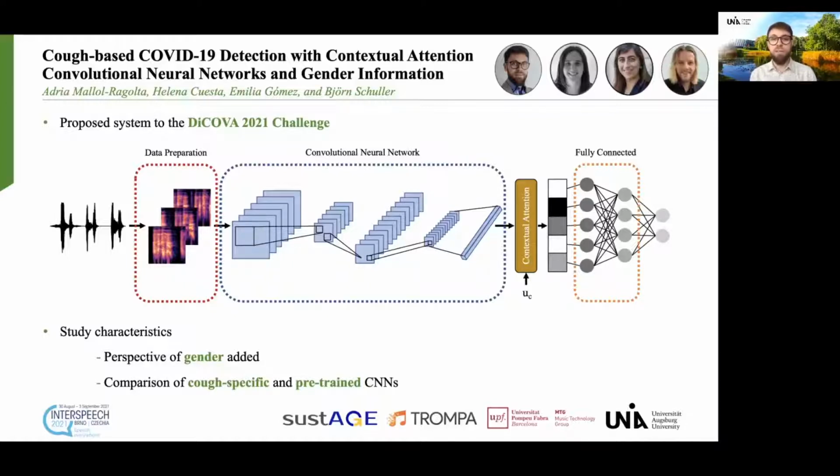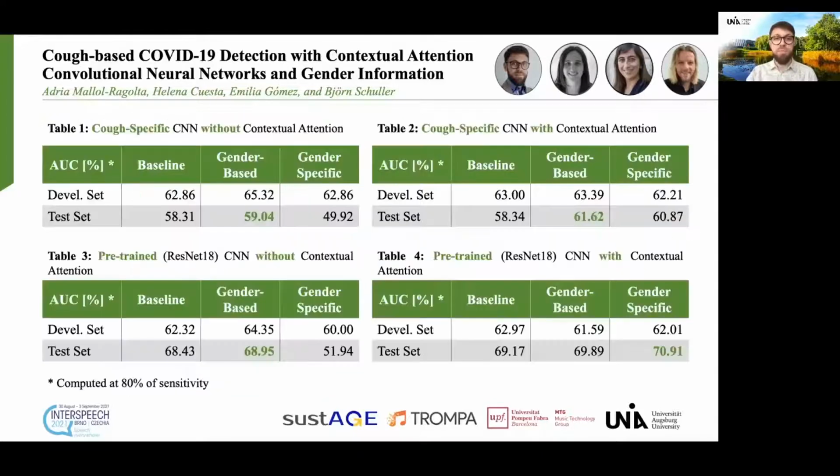We also compared the performance of two CNNs to perform this feature extraction. First, we trained a cough-specific CNN and then a pre-trained CNN. Specifically, in this case, we used a ResNet-18 to perform this feature extraction.